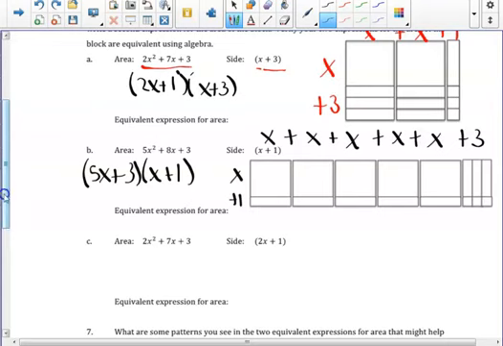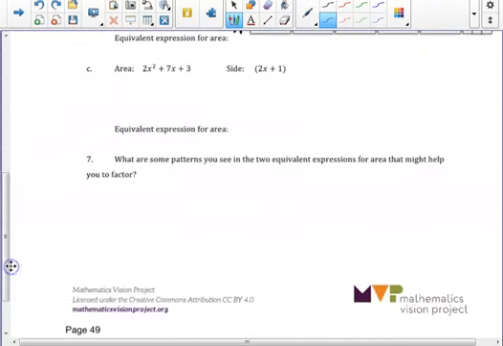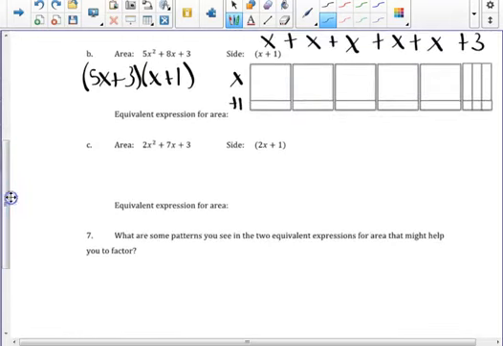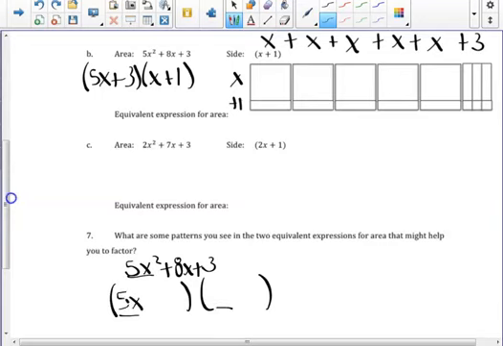We are asked in number 7 to then conclude some patterns that we've noticed while trying to come up with equivalent expressions for each of these quadratic functions in standard form. We notice that the first term in the standard form trinomial will be the product of the first two terms of each factor. For example, if we look back at b above, 5x squared plus 8x plus 3, I know my first two factors should multiply to 5x squared. Therefore, 5x by x will give us 5x squared.